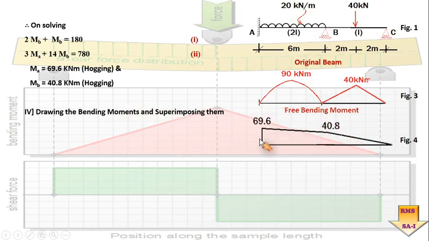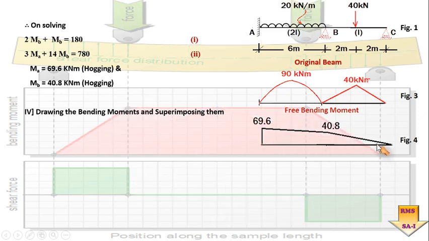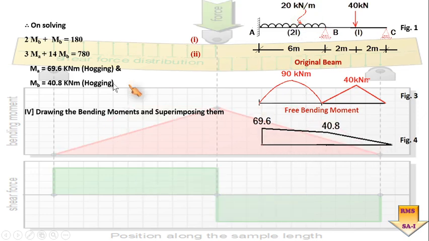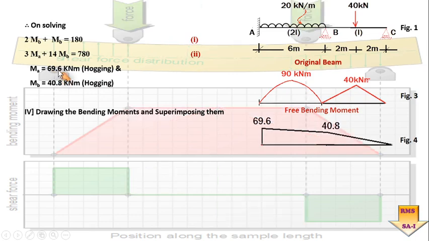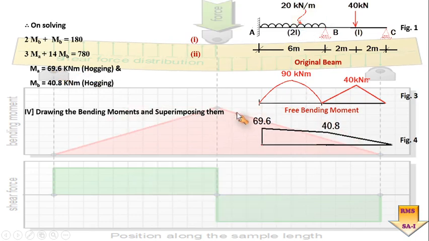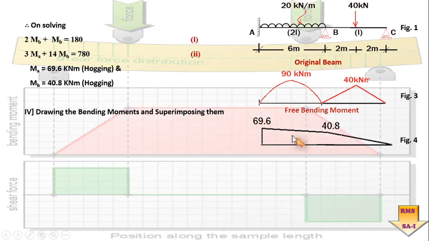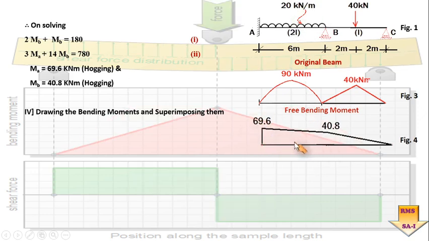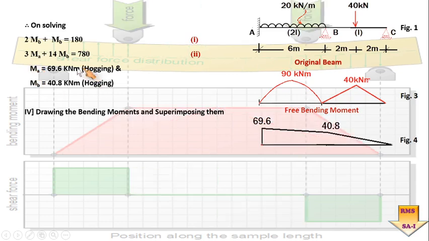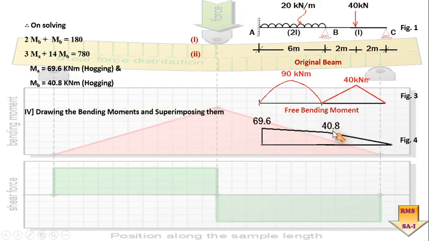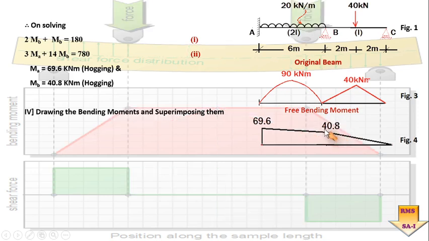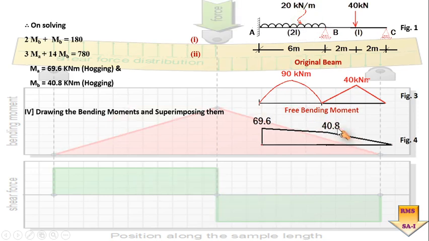Now second, the fixing moments at points A, B and C are being shown. At A it was coming out to be minus 69.6 kilonewton meter. So here I have shown, it is very obvious that this figure itself is going to be minus because all the values are hogging. So at point B we have got the hogging bending moment equal to 40.8.